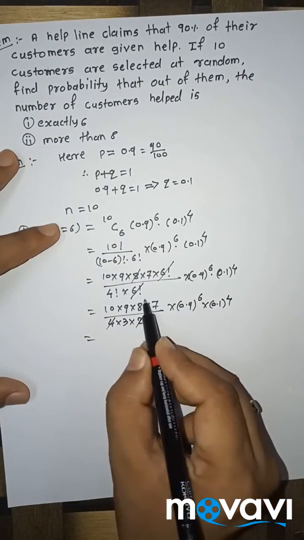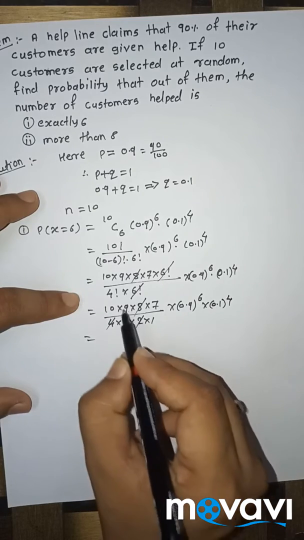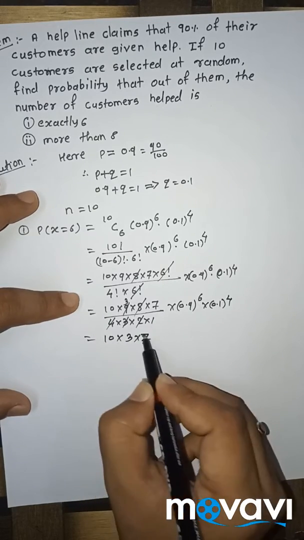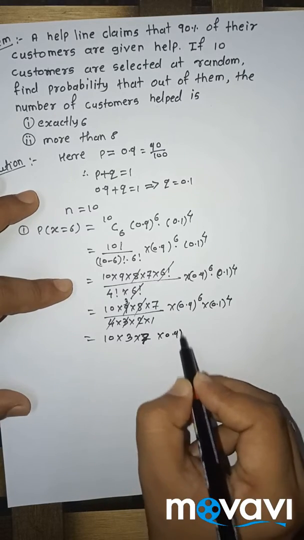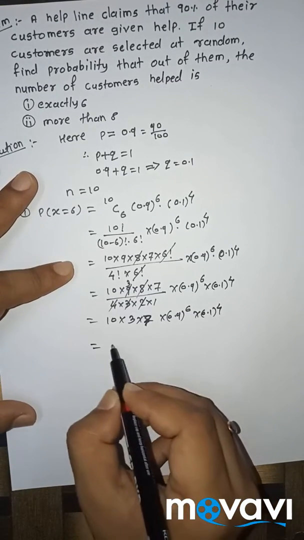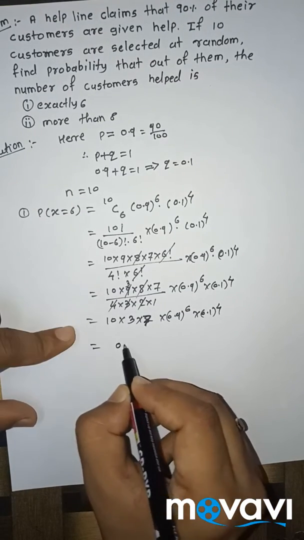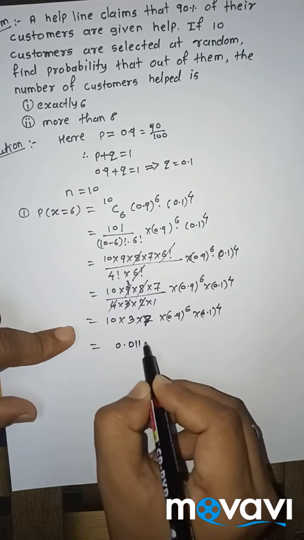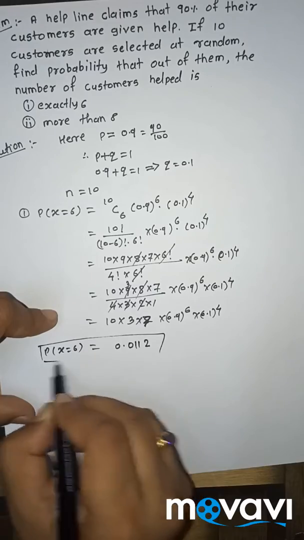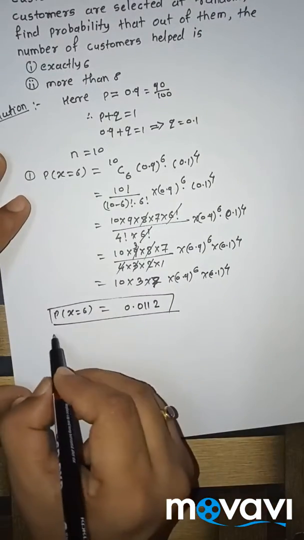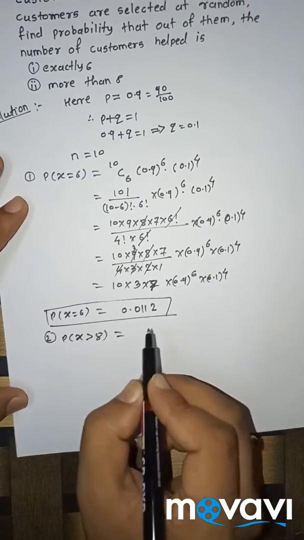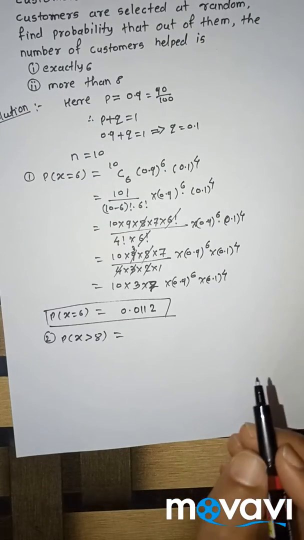4 2s are 8, 8 is cancelled with this 8. 3 3s are 9, so 10 into 3 into 7 into 0.9 raised to 6 into 0.1 raised to 4. This is equal to 0.0112. If we calculate this, we get final answer 0.0112. Then second, more than 8 means probability of x greater than 8.